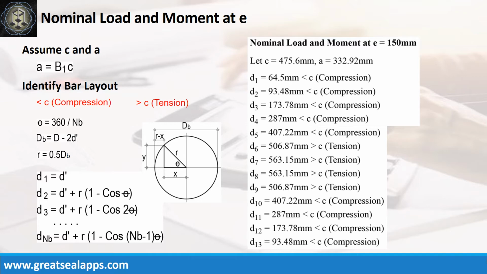d5 and d10 equals 407.22 mm less than neutral axis, compression. d6 and d9 equals 506.87 mm greater than neutral axis, tension. d7 and d8 equals 563.15 mm greater than neutral axis, tension.